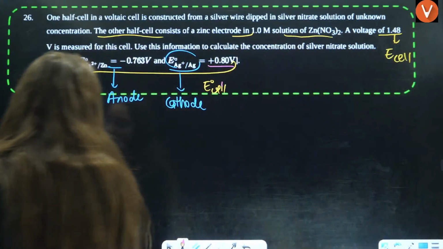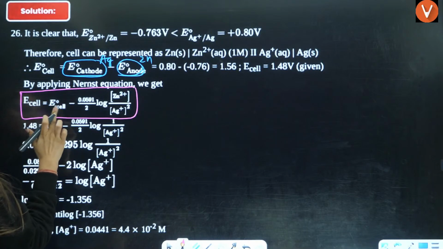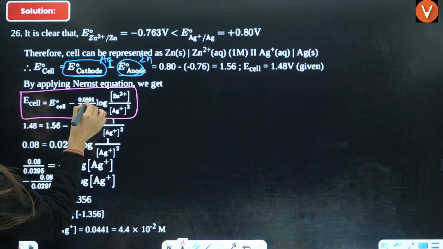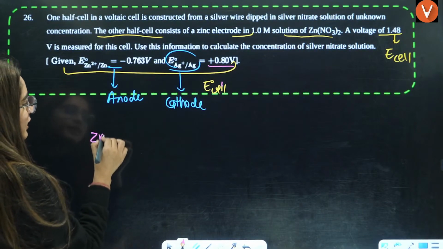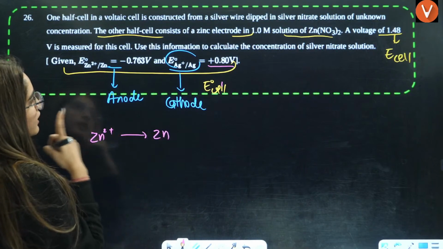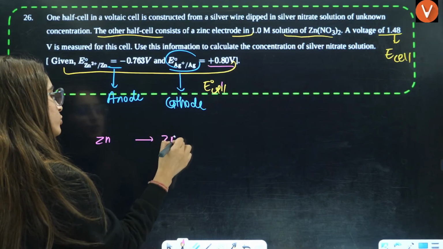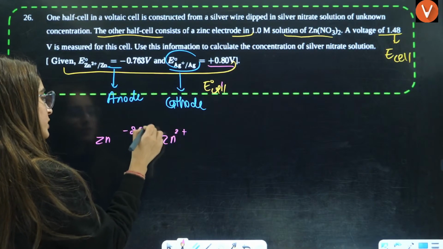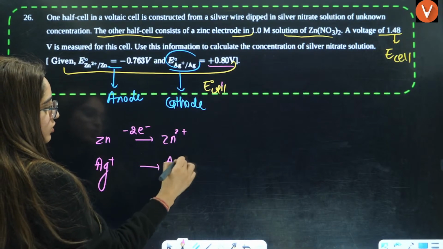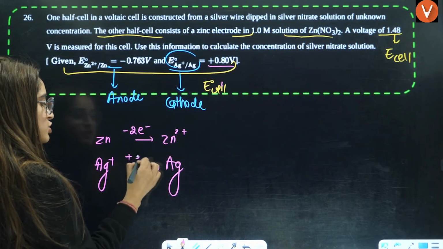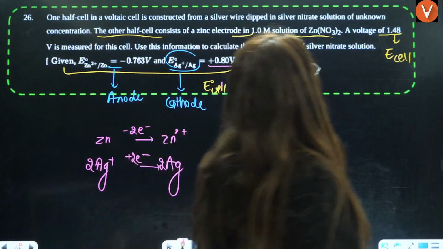So we'll just apply the Nernst equation, that is this. It is E cell equals E naught cell minus 0.059 divided by n factor. As you can see, Zn is getting oxidized to Zn2 positive, loss of 2 electrons. From Ag positive, it is getting reduced to Ag, so here you have addition of 1 electron, but this will be multiplied by 2. That's why it is multiplied by 2.